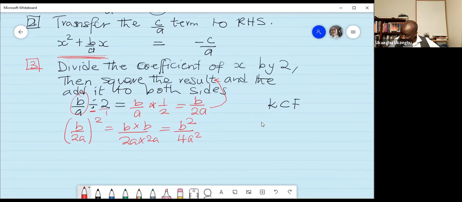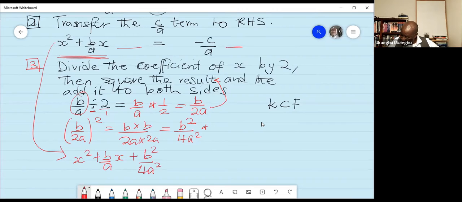And then the third step says add it to both sides. So add it here and also add it here. Okay, so that's what we are going to do now. So we are coming here and saying x squared plus b over a x, then plus this result, b squared over 4a squared, equal to, then we're adding it this side as well. So we're adding b squared over 4a squared minus c over a.